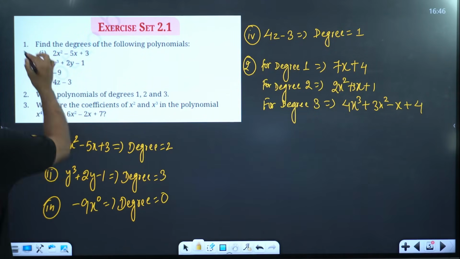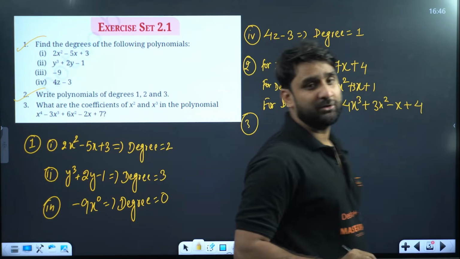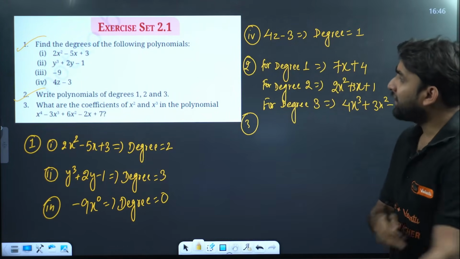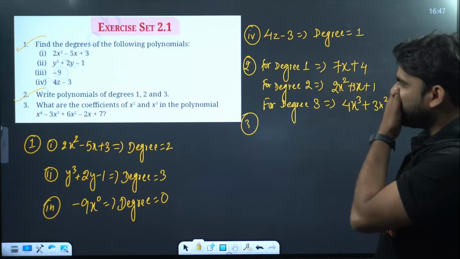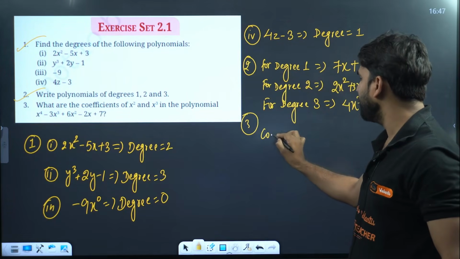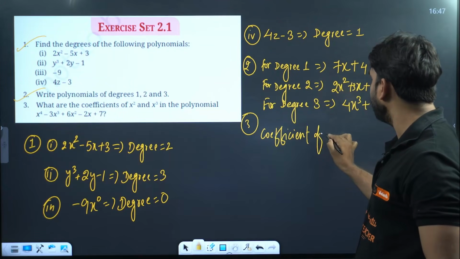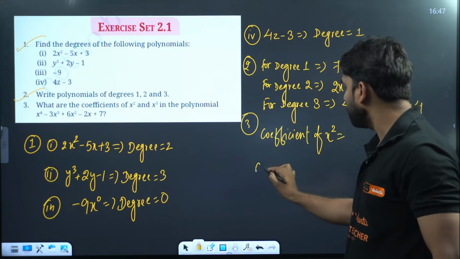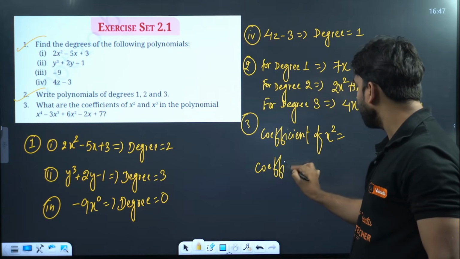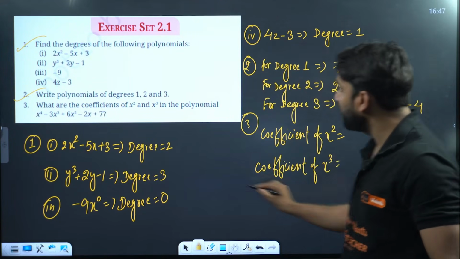Now moving to question number 3. What are the coefficients of x square and x cube in the given polynomial? So my dear, very easy question. Coefficient of x square, let's write both first, and here coefficient of x cube.